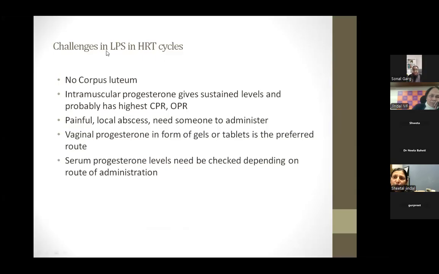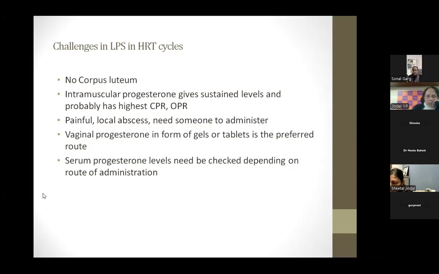So what are the challenges of luteal phase support in HRT cycles? We know that there is no corpus luteum, and that is why initially in most of the frozen cycles, intramuscular progesterone was used, which used to give sustained levels, and probably that is why in most of the HRT cycles, intramuscular progesterone gives the highest clinical pregnancy rate and ongoing pregnancy rate. But because of the pain and because you need someone to administer, vaginal progesterone in the form of gels or tablets is the preferred route in most of the frozen cycles. This is what is being used.